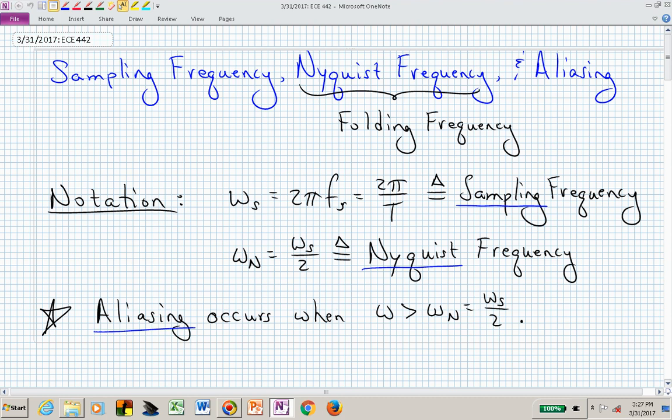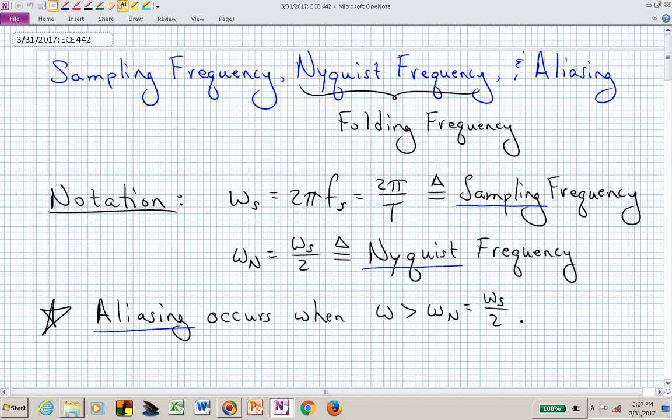Welcome back to ECE 442-542. I'm labeling this particular presentation sampling frequency, Nyquist frequency, and aliasing, where sometimes the Nyquist frequency is referred to as the folding frequency, but I want to establish the connection between these three different terms or these three different concepts.